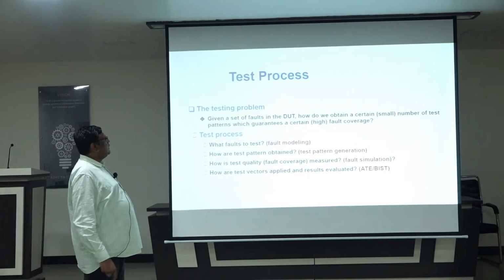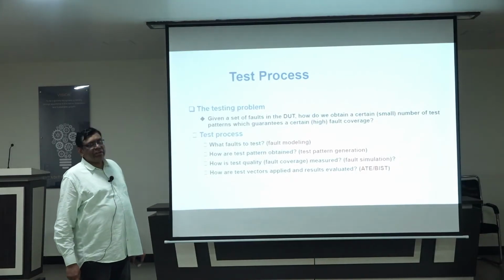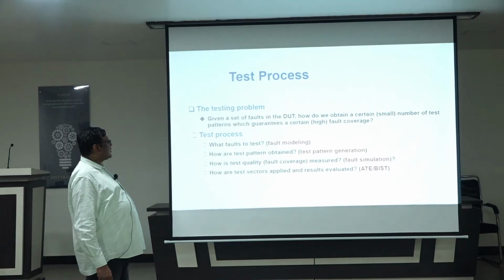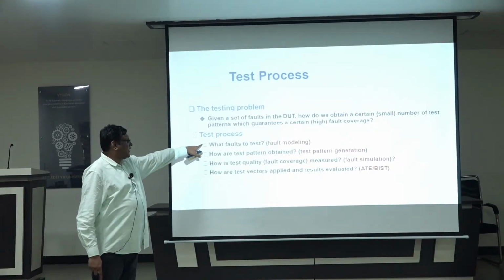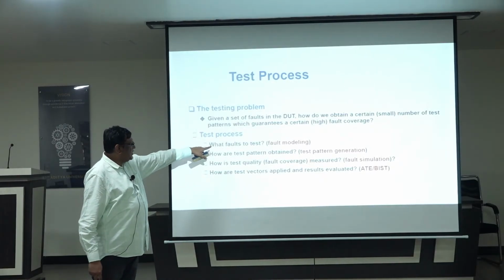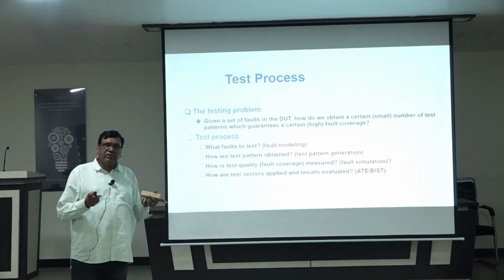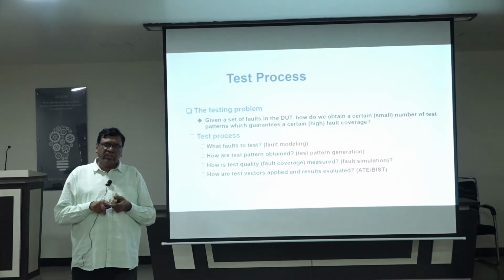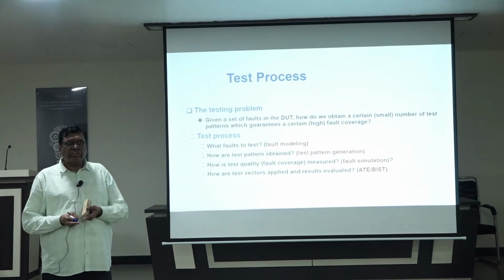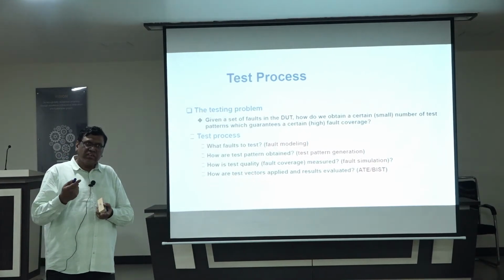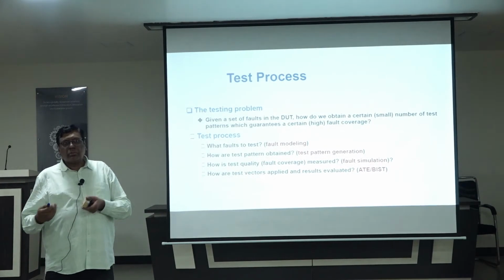Okay, test process. What will happen in a test process? The test process will involve 4 steps here. One step is deciding what fault to test. First of all, you have to decide whether you want to test stuck at 0, or stuck at 1, or slow to rise, or slow to fall, or a bridging fault.